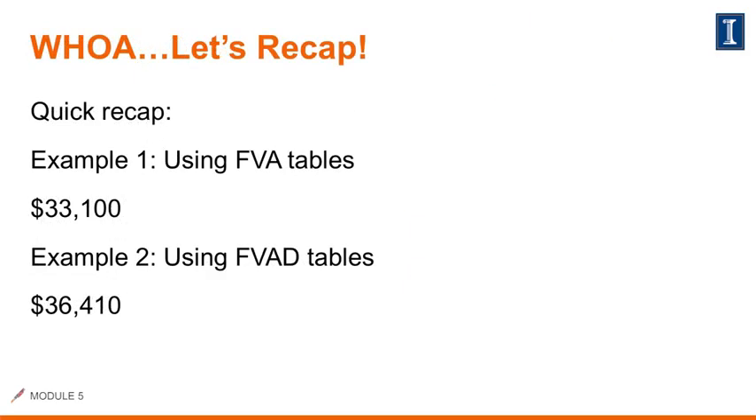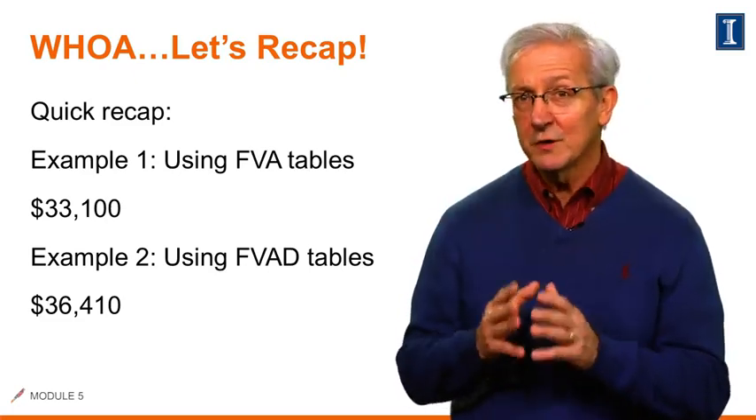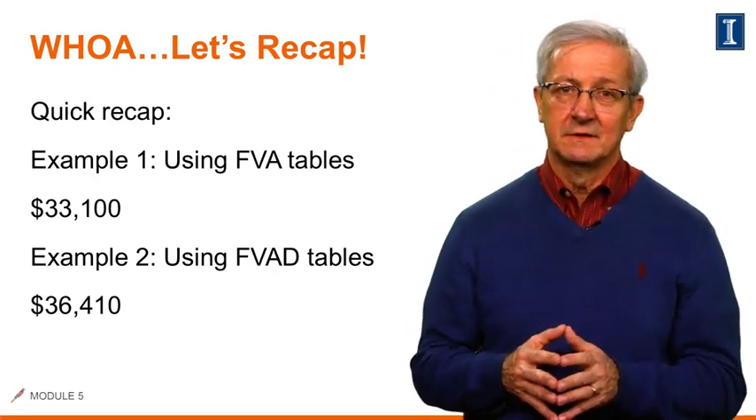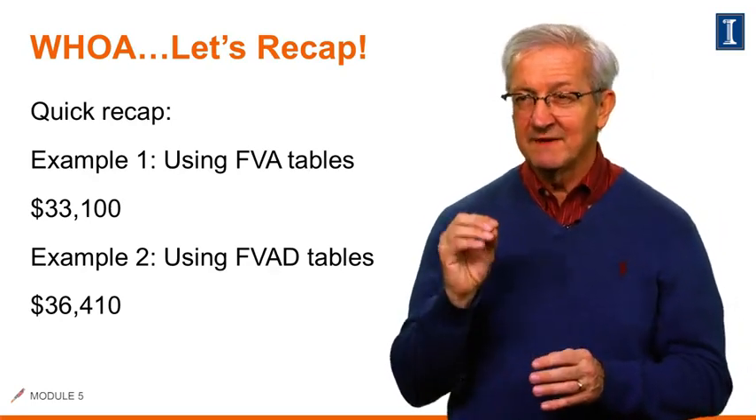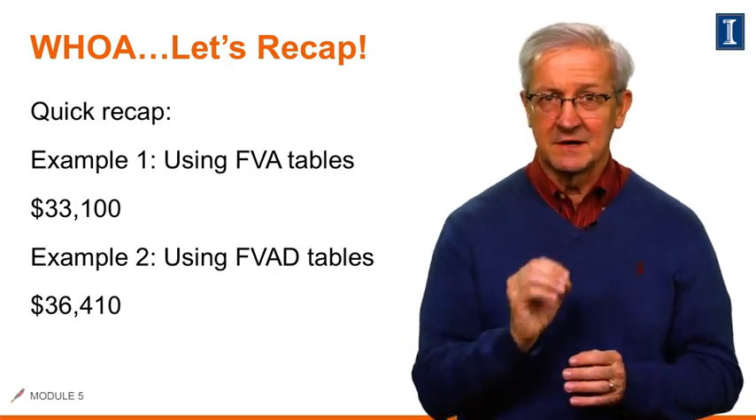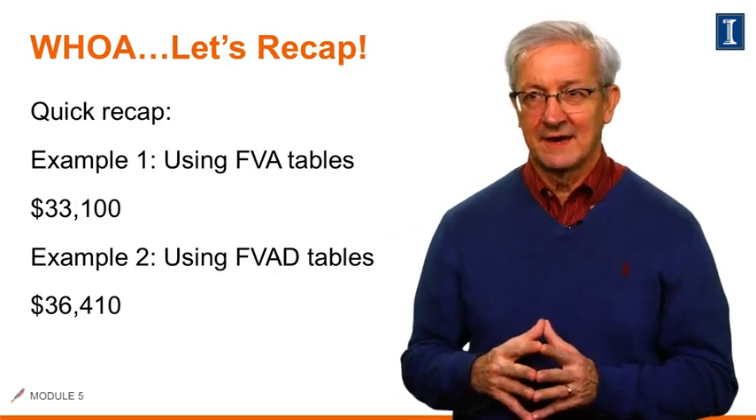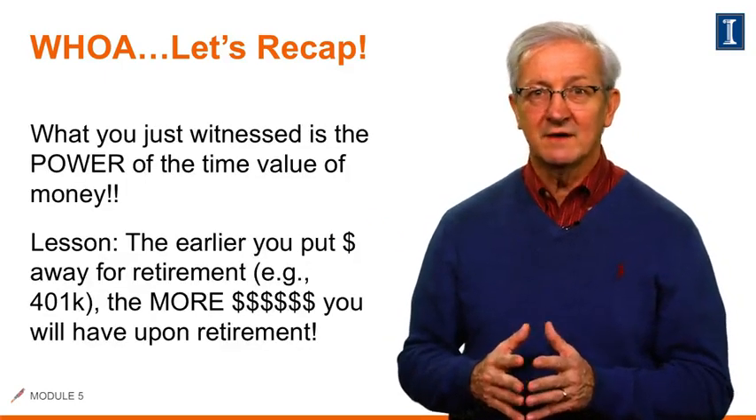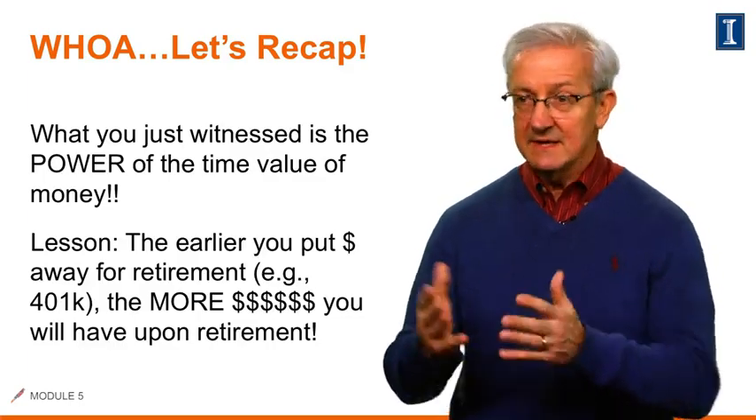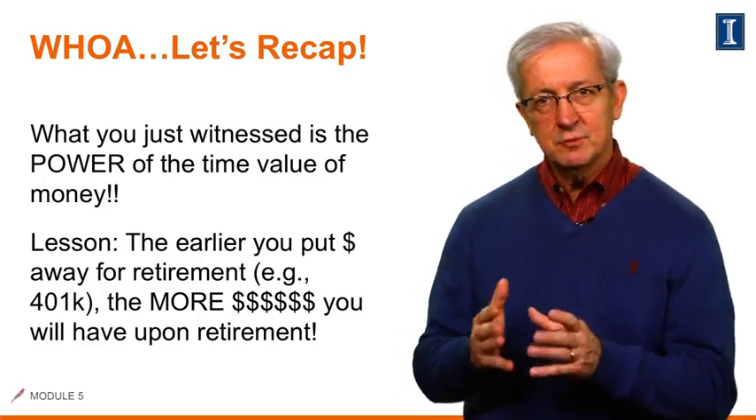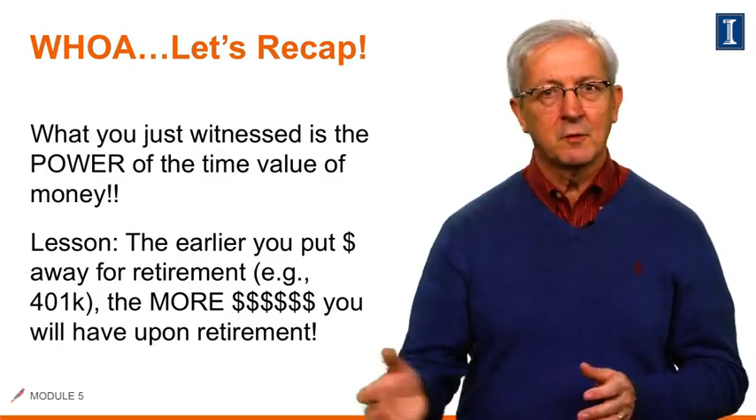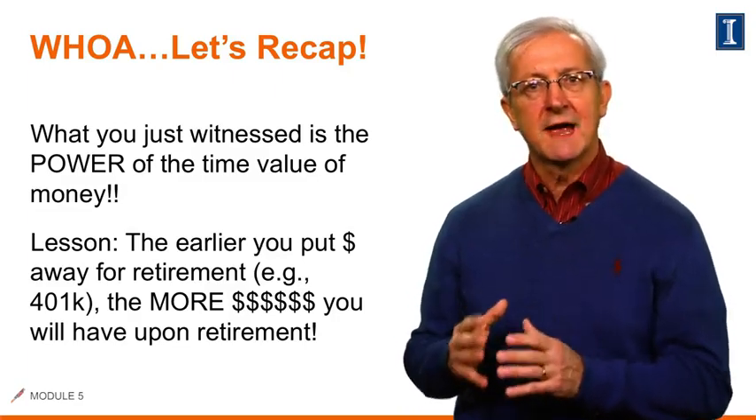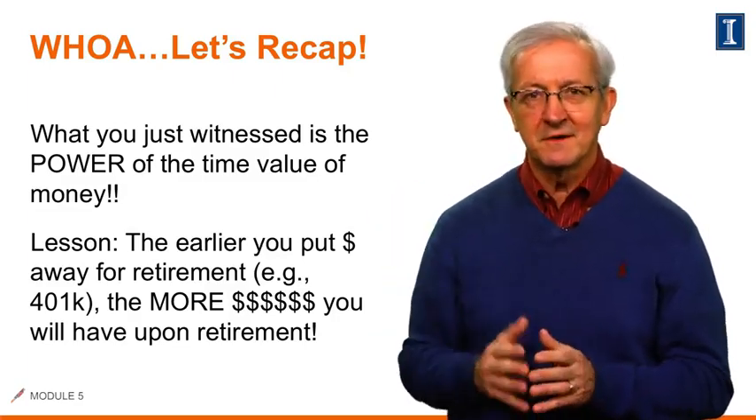Let's stop here and recap what's just happened. Keep in mind the future value of an ordinary annuity, when I put it in at the end of the year, was $33,100. The future value of an annuity due, when I invested that $10,000 at the beginning of the year, grew to $36,410. Quite a difference, right? Well, as you'll see here, what you just saw, quite honestly, is the power of the time value of money. The key takeaway from this is the earlier that you put money away for your retirement, whether it be in a 401k or a 403b or other retirement vehicle, the more money you're going to have to enjoy in your retirement. Now I bet you're very glad you took this course.